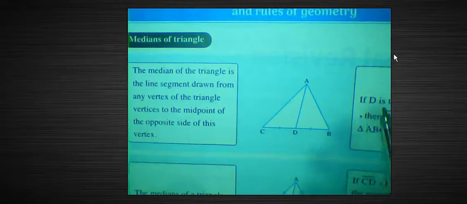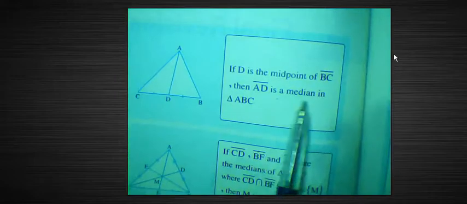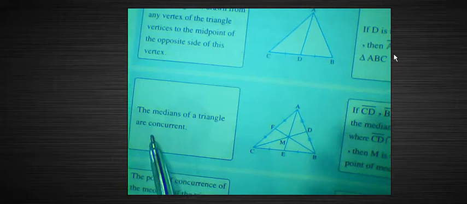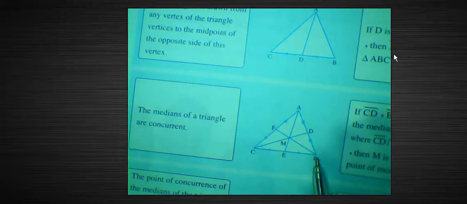If D is the midpoint of BC, then AD is a median in triangle ABC. تمام، يبقى عندي AD اسمه ايه؟ the median. بعد كده the medians of triangle are congruent. كلهم congruent، يعني AD congruent CD congruent BF.